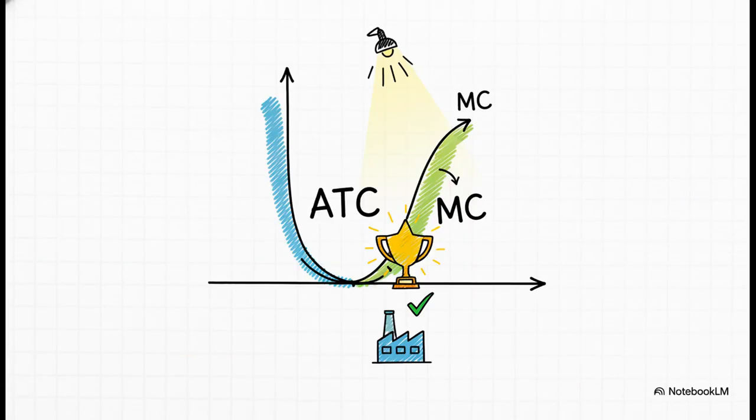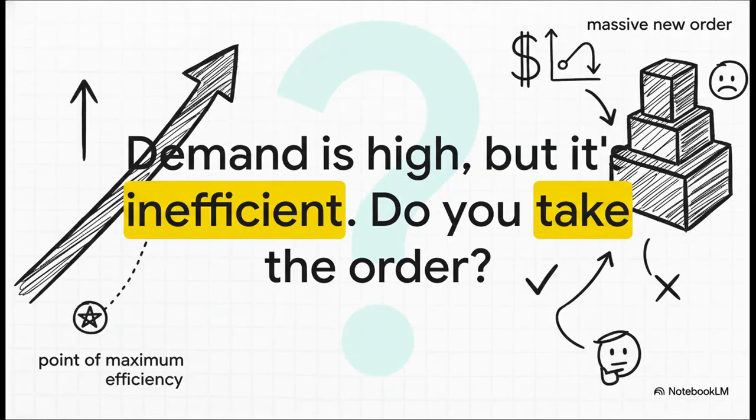So here's the crucial point that every manager needs to burn into their brain. That intersection isn't just a point on a graph. It is your operational sweet spot. It is the exact quantity of production where your company is running at peak efficiency, producing each unit for the lowest possible average cost. If you operate to the left of this point, you're underusing your factory and your people. If you operate to the right of it, you're creating waste and inefficiency. Your entire operational strategy, from staffing to supply chain, should be built around producing at or very close to this exact quantity.